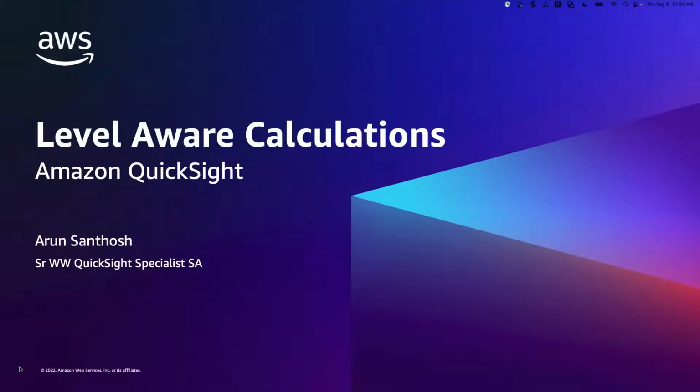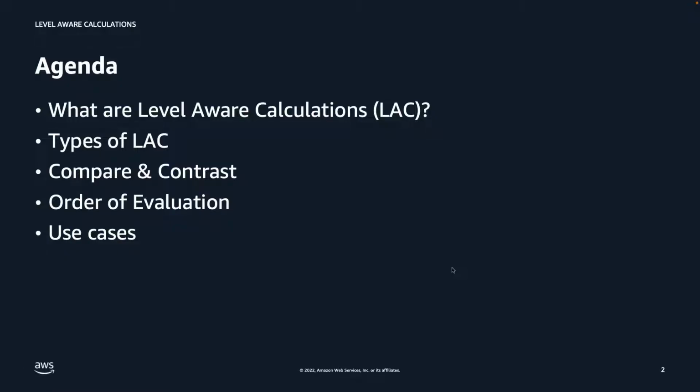Let's get started. Let's quickly look at the agenda. We'll be going through what level aware calculations are, and the types of level aware calculations that are available. We'll compare and contrast them. We'll look at the order of evaluation, how level aware calculations, when and where they are evaluated as compared to other things in QuickSight. And then we will do a demo and look at some use cases. I'll be sharing the dashboard link with the use cases. I have quite a bunch of use cases. We'll try to go through as many of them as time permits, and then you will be able to access those at the end.